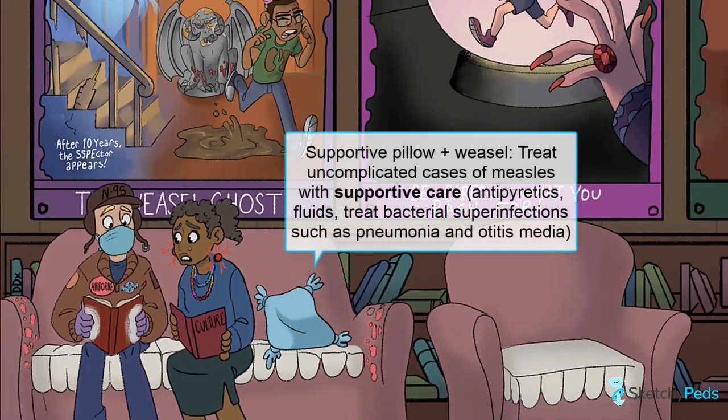Once you have made the diagnosis of measles, treatment in uncomplicated cases primarily consists of supportive therapy, represented by the fluffy pillow our third kid is using to support his back. This includes antipyretics, fluids, and the treatment of bacterial superinfections such as pneumonia and otitis media.